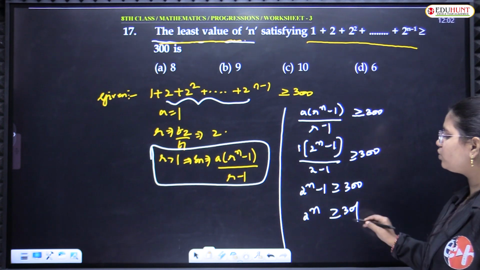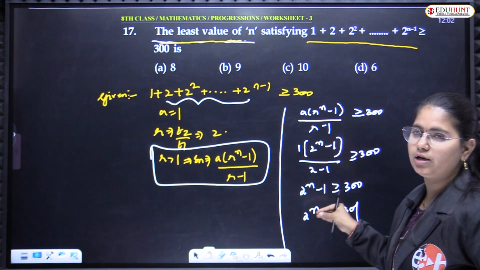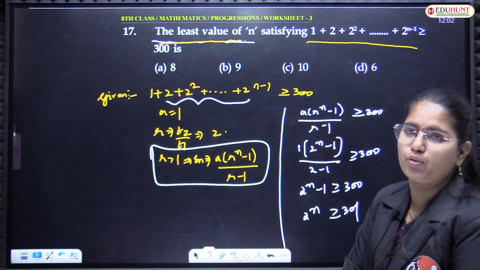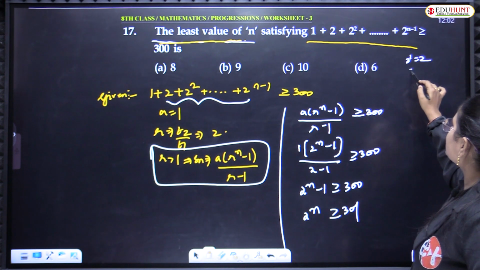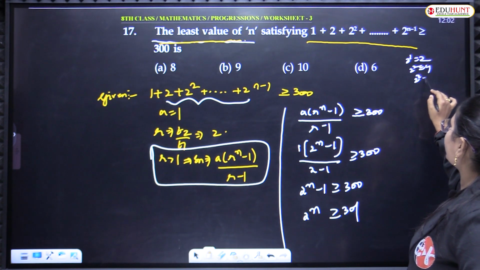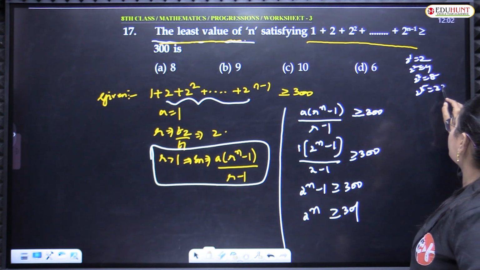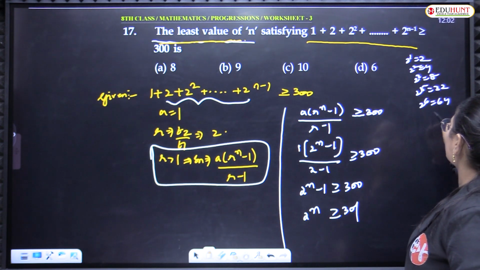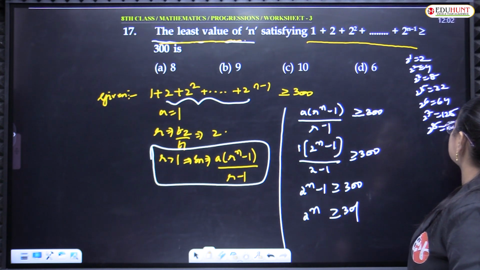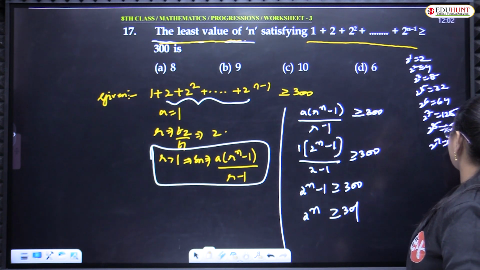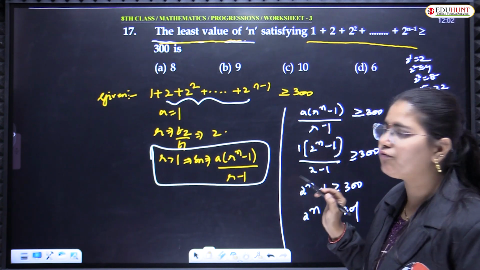So 301 in terms of 2 power of something, what is the interval, at what place is 301 located? 2 power 1 is 2, 2 square is 4, 2 cube is 8, 2 power 4 is 16, 2 power 5 is 32, 2 power 6 is 64, 2 power 7 is 128, 2 power 8 is 256, 2 power 9 is 512. So that means 301 is located in between 256 and 512.